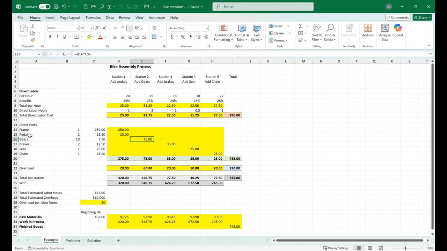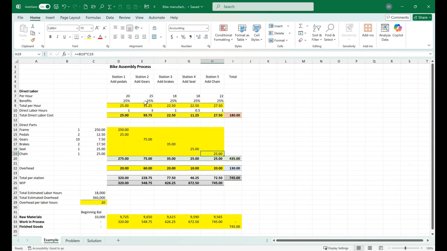Gears. So add gears. Obviously, you'll add the gears. There are 10 gears, $7.50 a piece. Quantity times rate, 75. Stage 3, add brakes. Brakes, $35. 2 brakes, $17.50 each. So $35. Add seat. Seat is one of those. Unless I guess it's a bicycle built for 2, but you don't see too many of those. So we're going to add a seat of $25. And then we're going to add the chain. And then after that, we're basically through.